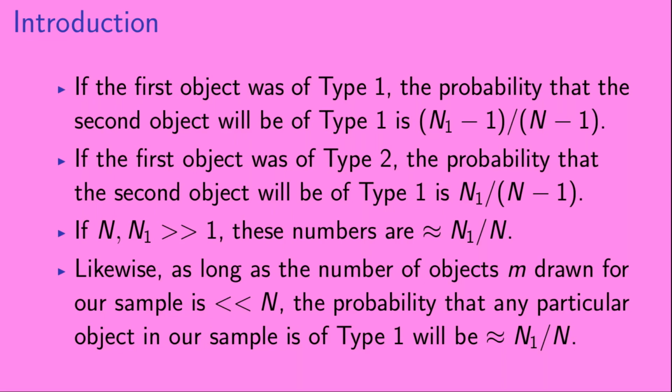On the other hand, if the first object was of type 2, the probability that the second object will be of type 1 is n1 over n minus 1. Now, if both n and n1 are much larger than 1, these two quantities are both approximately equal to n1 over n. Likewise, as long as the number of objects m drawn for our sample is much less than n, the probability that any particular object in our sample is of type 1 will be approximately n1 over n.